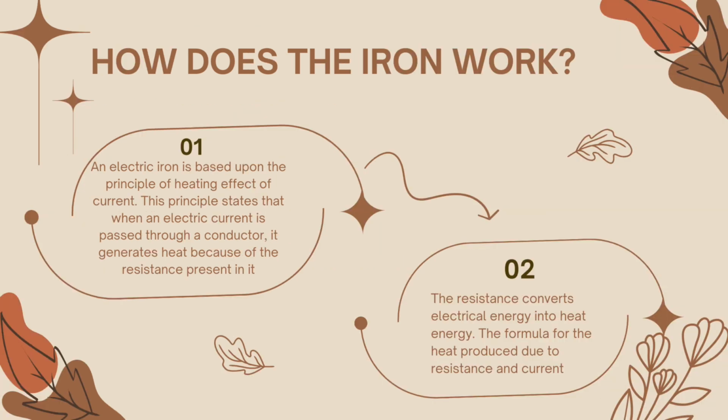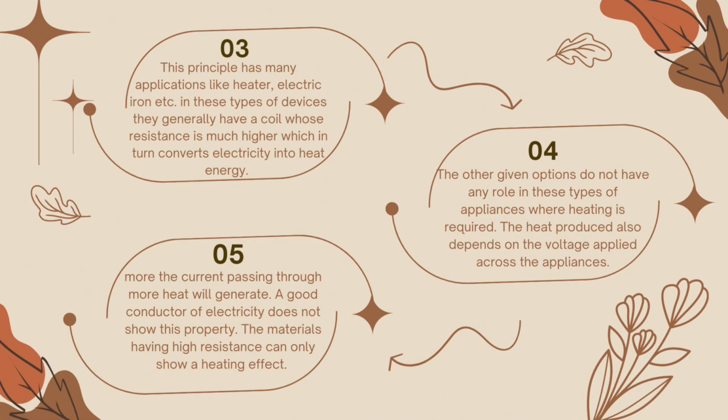Next, how does the iron work? First, an electric current is passed, based on the principle of the heating effect of current. This principle states that when an electric current is passed through a conductor, it generates heat because of the resistance present in it. Second, the resistance converts electrical energy into heat energy. The formula gives the heat produced due to resistance and current. Third, this principle has many applications like heater, electric iron, and so on.